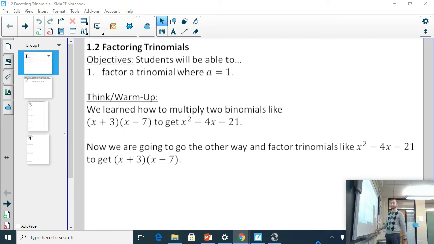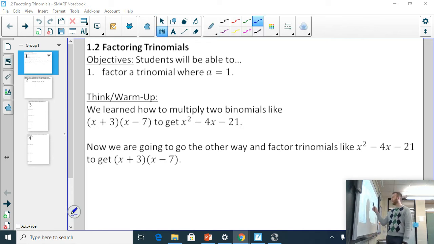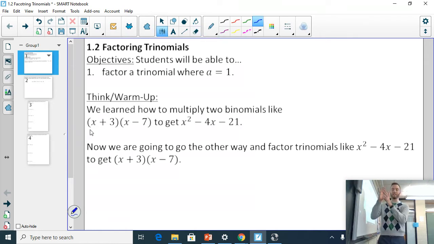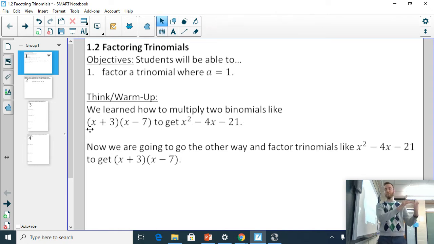Hi guys, welcome back, and today we're going to be going over factoring trinomials. So when we were multiplying binomials before, when we took x plus 3 times x minus 7 and multiplied that out, we multiplied each number. That's when we were multiplying them. Now, factoring, if we remember our greatest common factor, is kind of like division. We're taking something out that's a multiple.